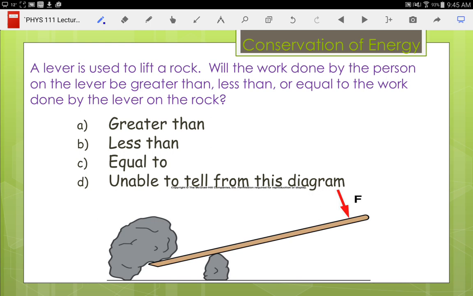All right, our first clicker question. Give me a second. A lever is used to lift a rock. Will the work done by the person on the lever be greater than, less than, or equal to the work done by the lever on the rock? Now, assume that unlike the picture illustrates, the rock is just going to stay on the lever. Because in real life, you would just tip that rock right off. But assume it's going to stay on the lever, and that the fulcrum is perfectly stable, is not going to roll either.